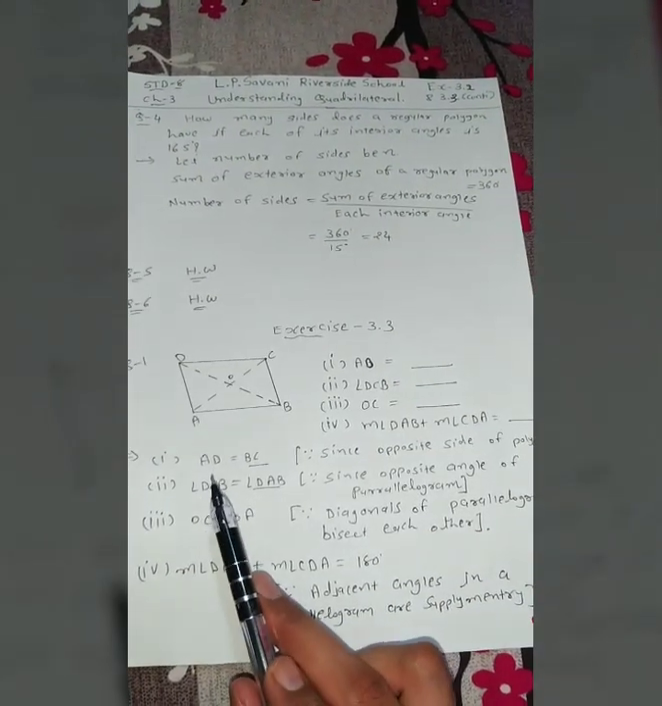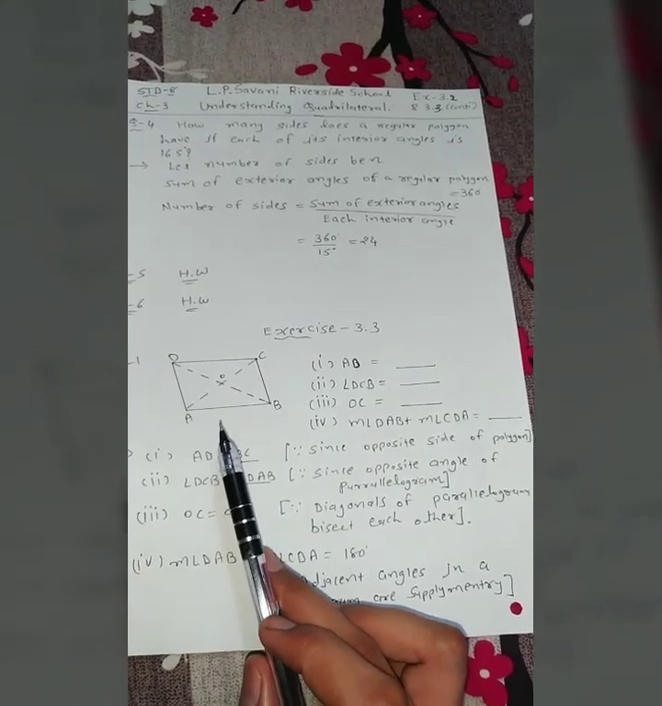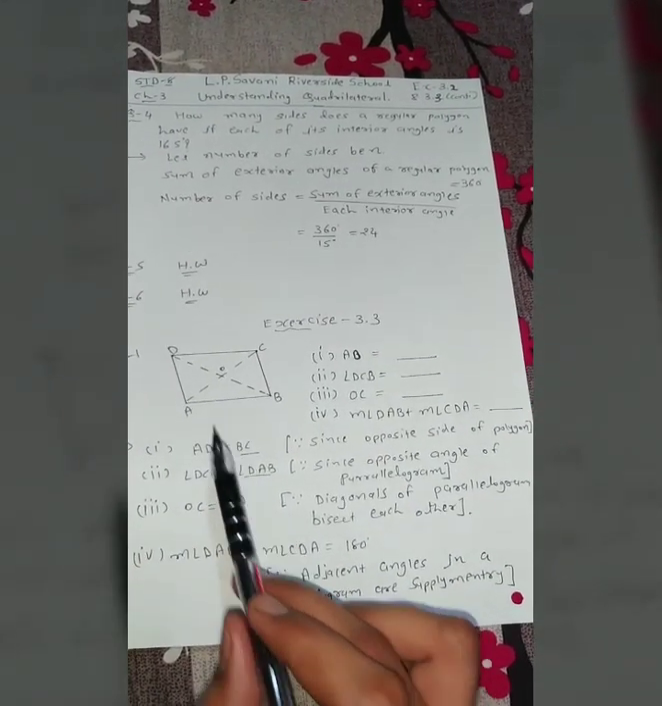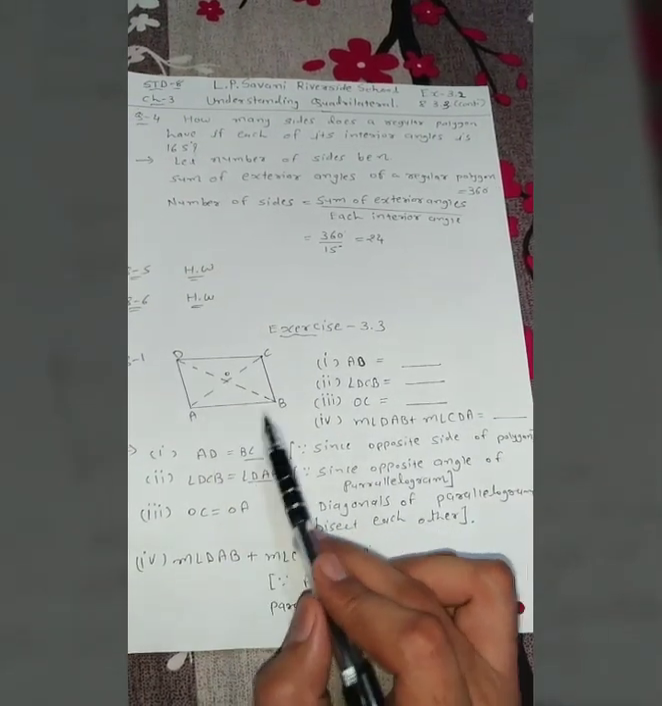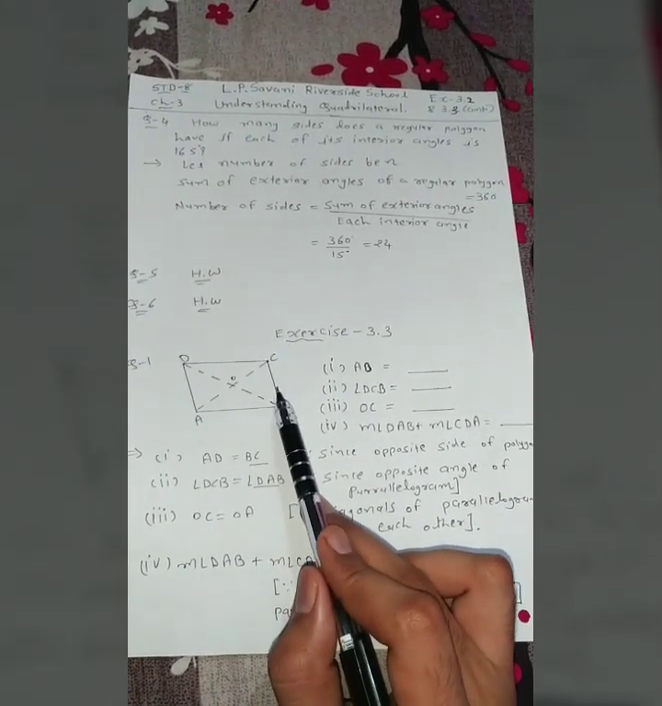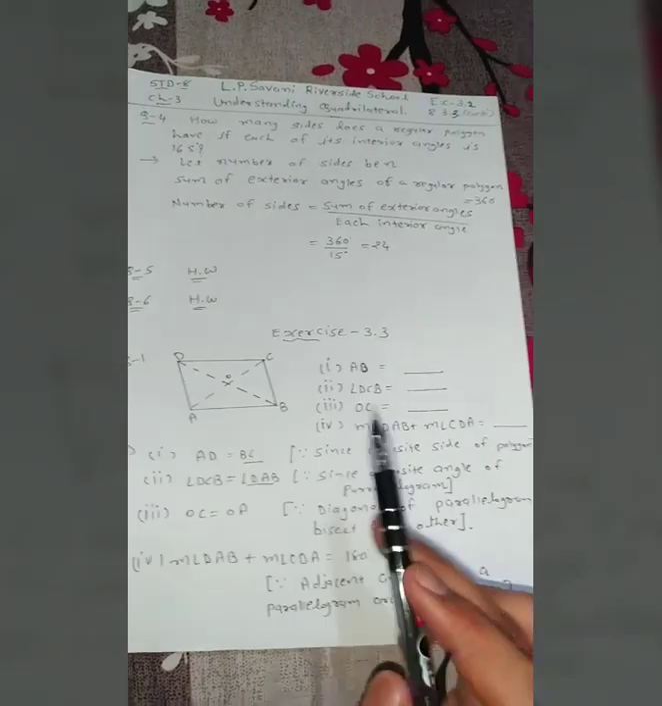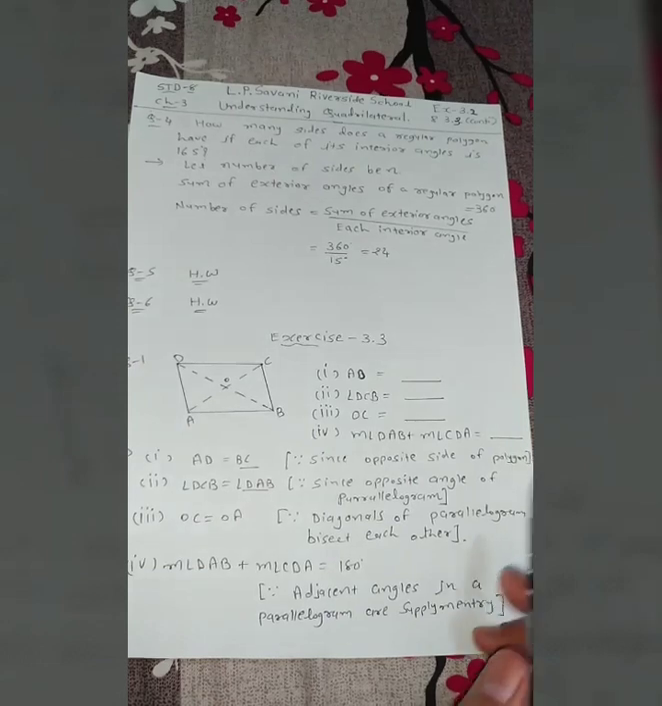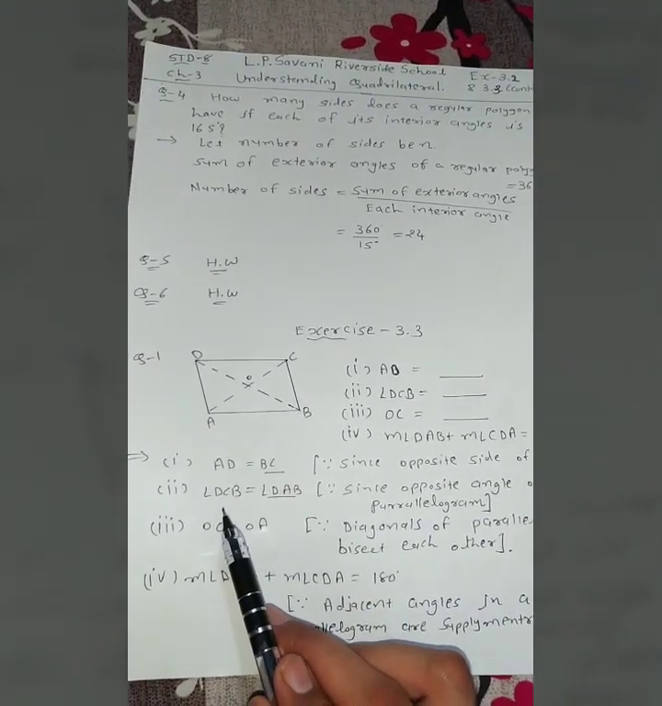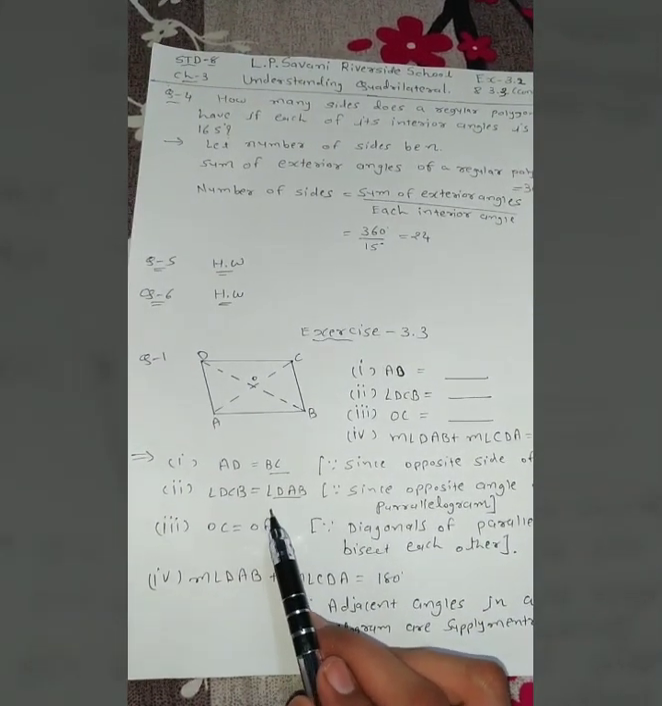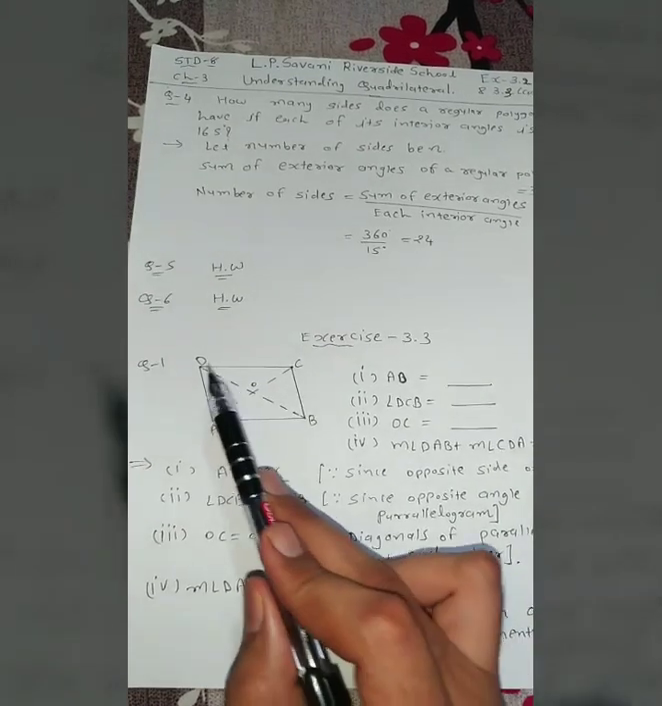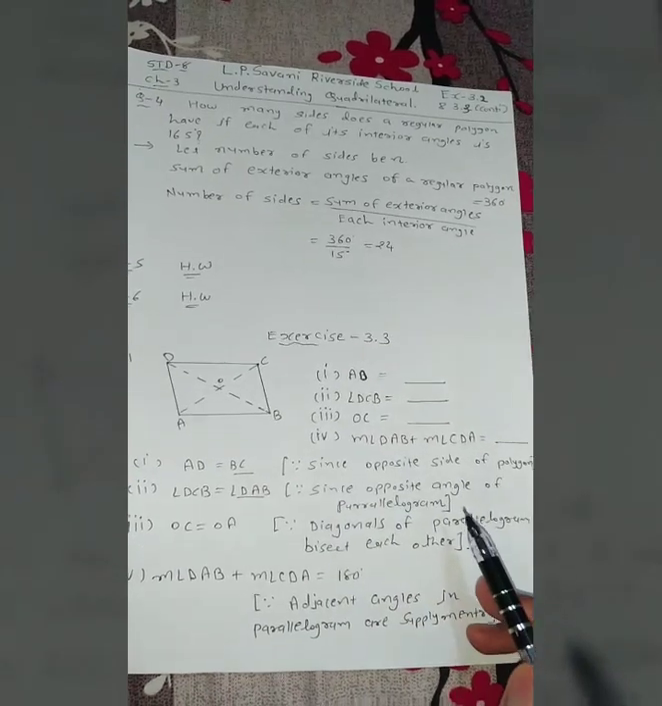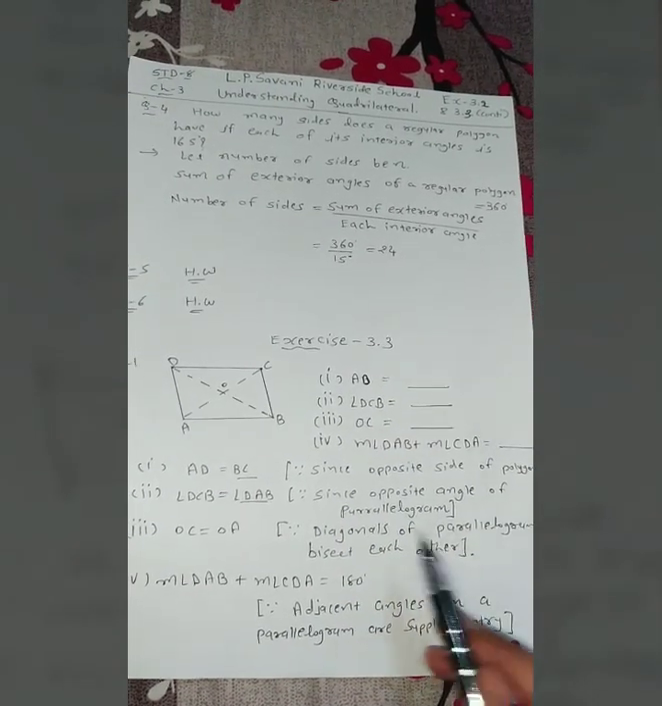First of all, we use the properties of the parallelogram. Okay, so AD is equal to BC, because these two are the parallel sides of the parallelogram, and the opposite sides of a parallelogram are the same. Then angle DCB is equal to angle DAB, since the opposite angles of a parallelogram are equal.